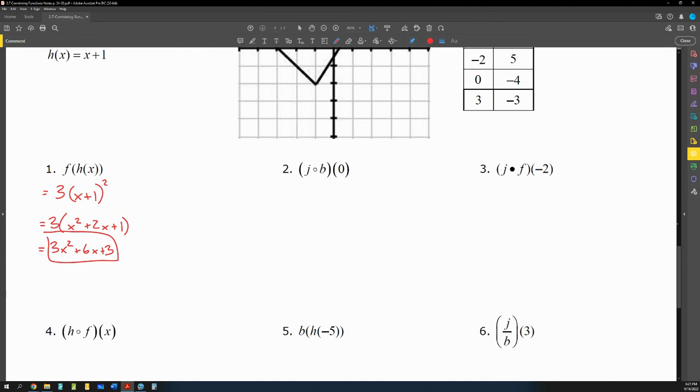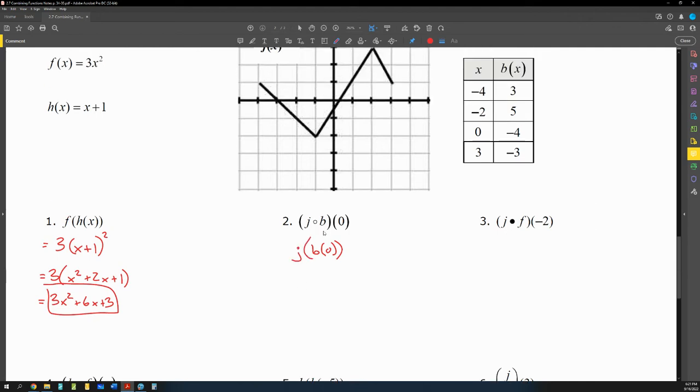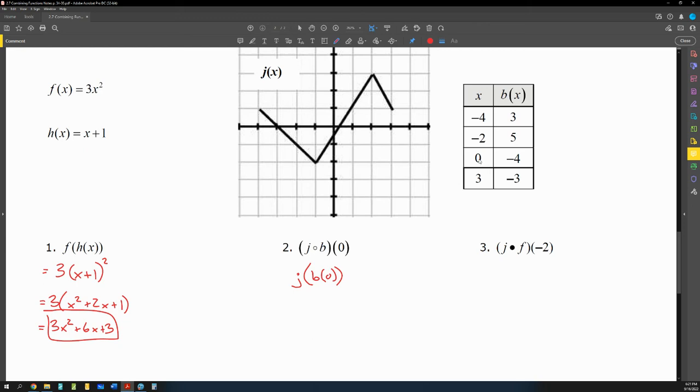For number 2, we have j of b of 0. So again, this is taking b of 0. I'll go ahead and write it this way. And then we're going to plug that output as the input of j. So b of 0, looking at the table of values, the function evaluates to negative 4.